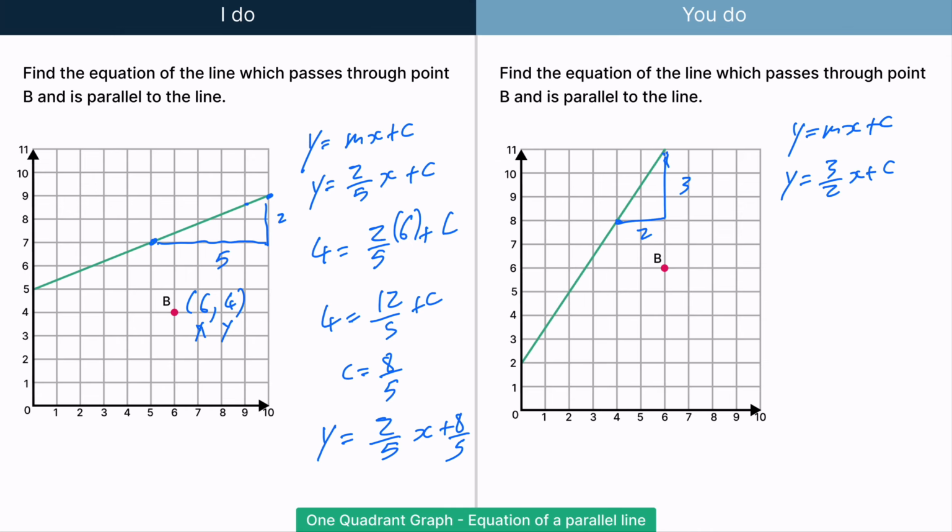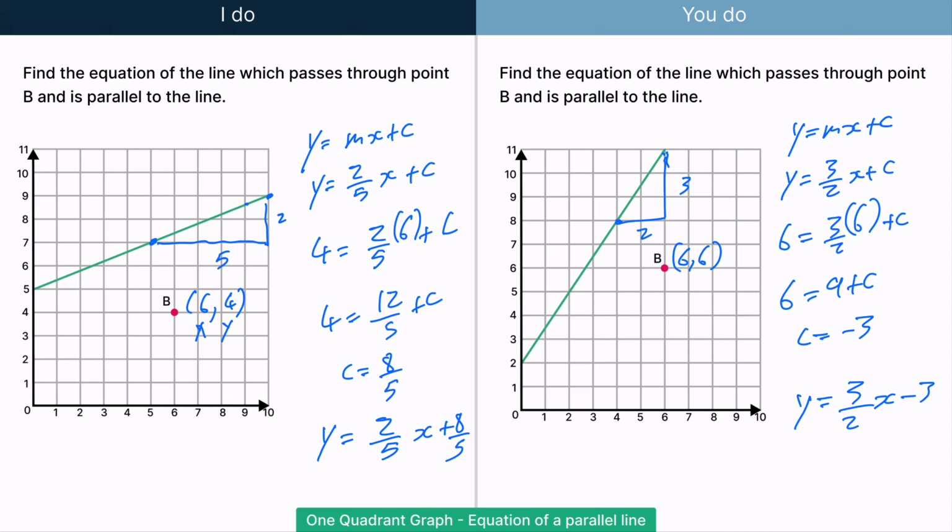And now to find c, we just substitute these coordinates in. So in this case, it is 6, 6. So 6 is equal to 3 over 2 times 6 plus c. And 6 times 3 over 2 is just 9. So 6 is equal to 9 plus c, which means c is equal to negative 3. So my final answer is y is 3 over 2x minus 3.